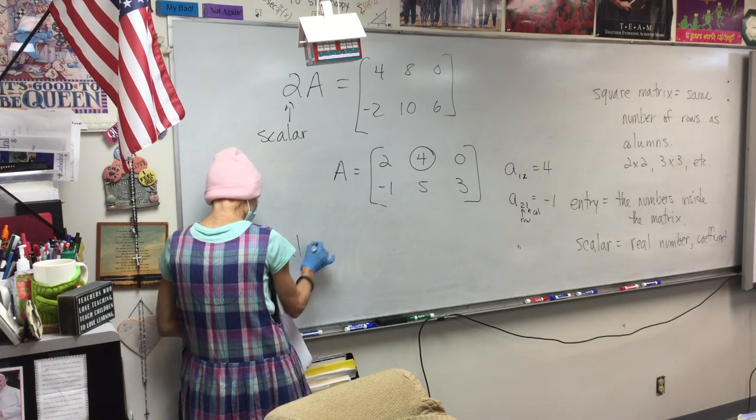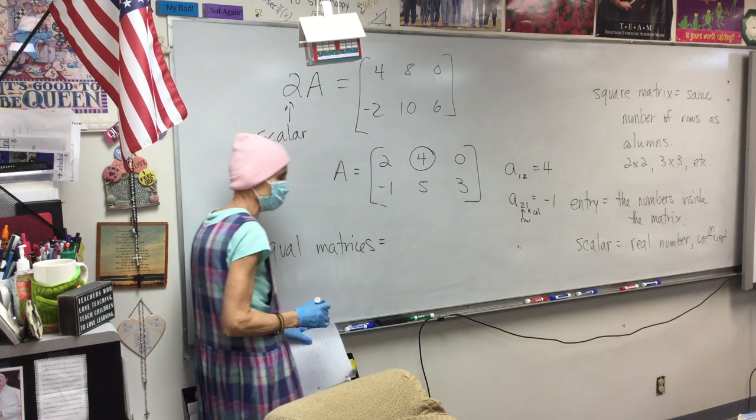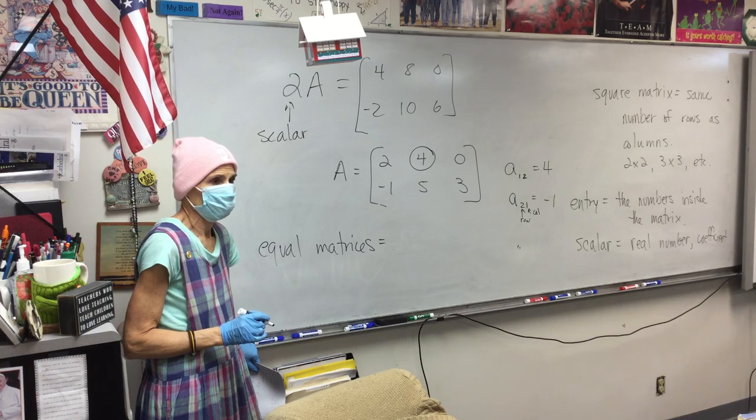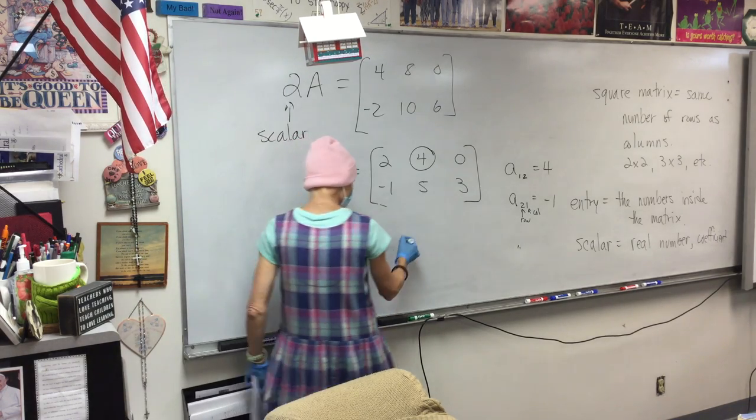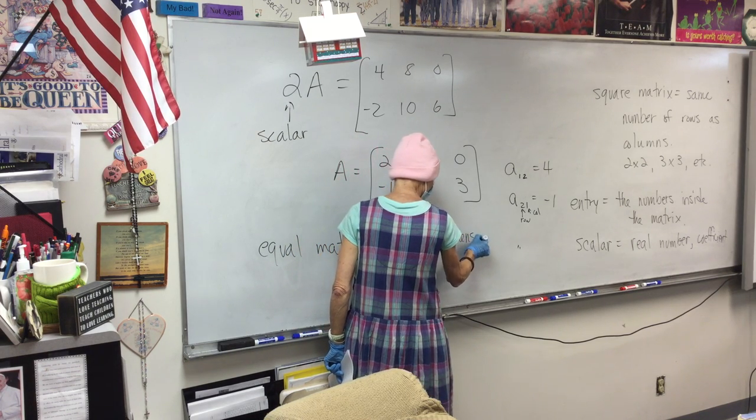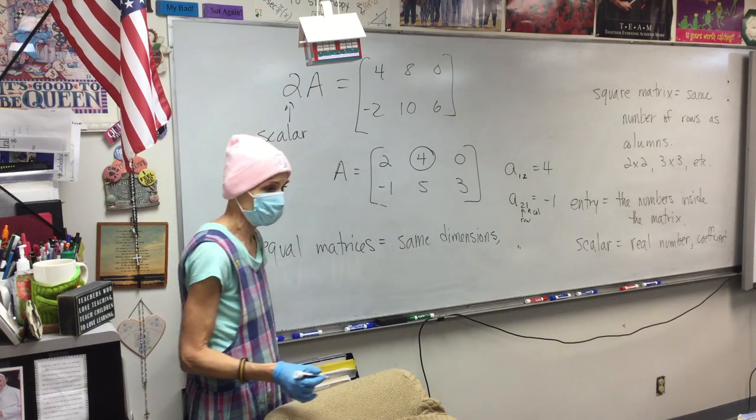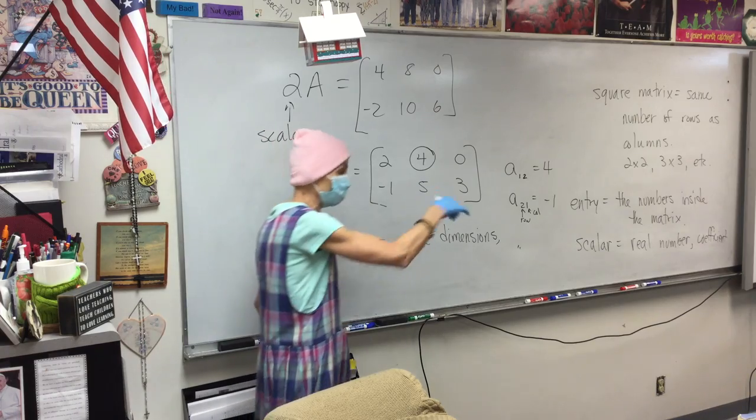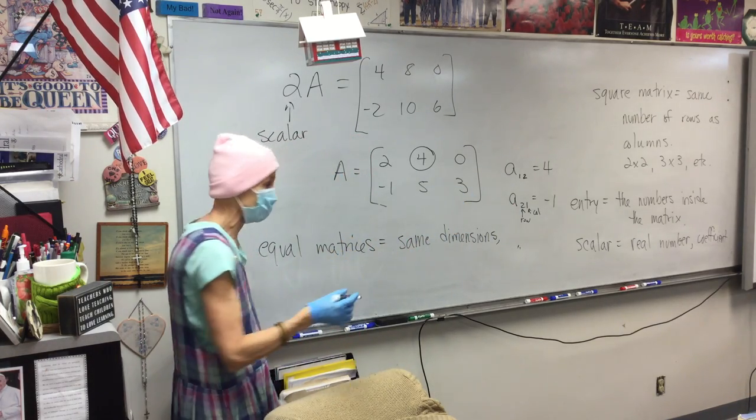Equal matrices. Two things. They have to have the same dimensions. And what does that mean again? Same dimensions, that means they have to both be 2 by 3 or 5 by 8 or something. They have to both be the same size.